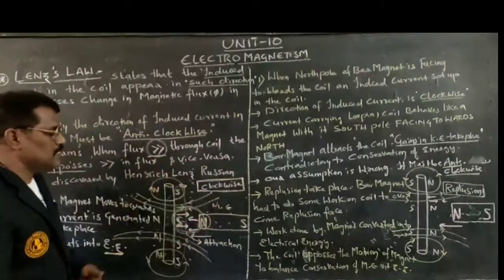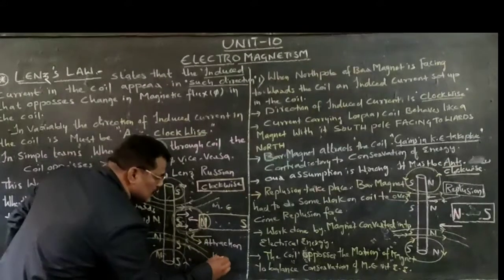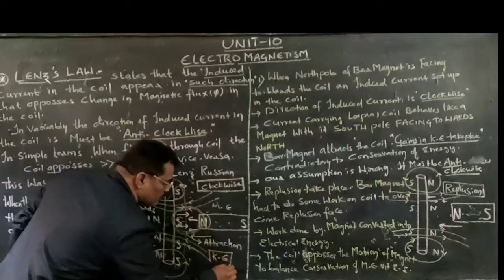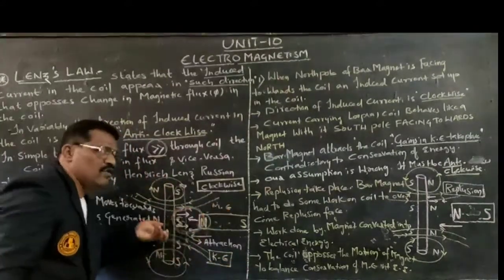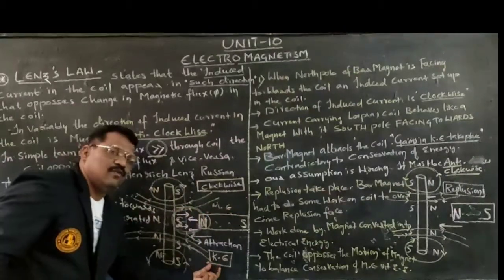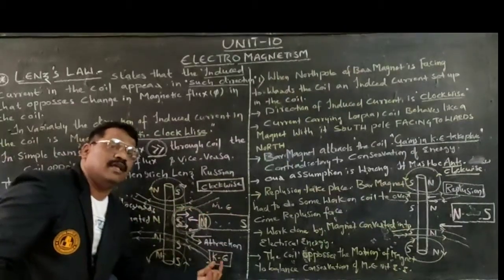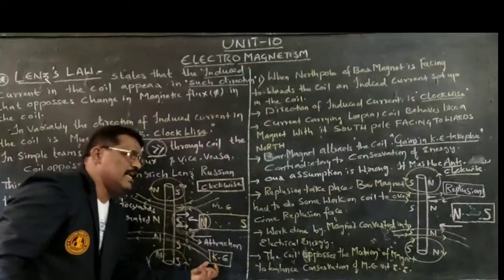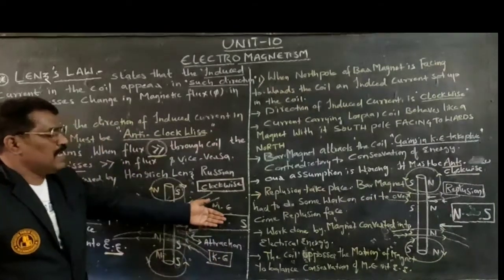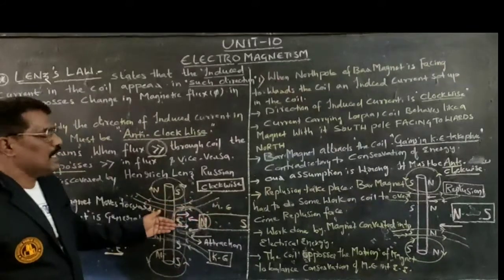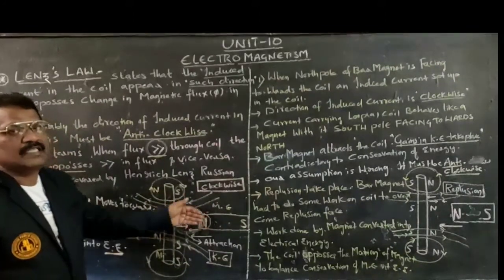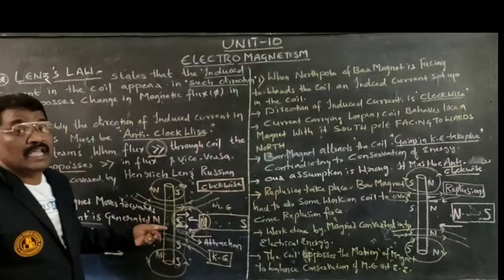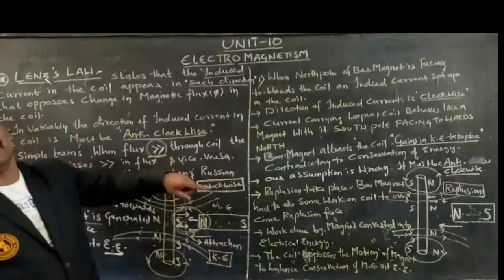As it is increasing, what energy is increasing here? By virtue of motion, the bar magnet is moving towards the coil. By virtue of motion means what? There will be a gain in kinetic energy. As the kinetic energy is gradually gained, what happens? With high force, it will come and attract this particular coil. As it is attracting with high force, kinetic energy is gradually gained.